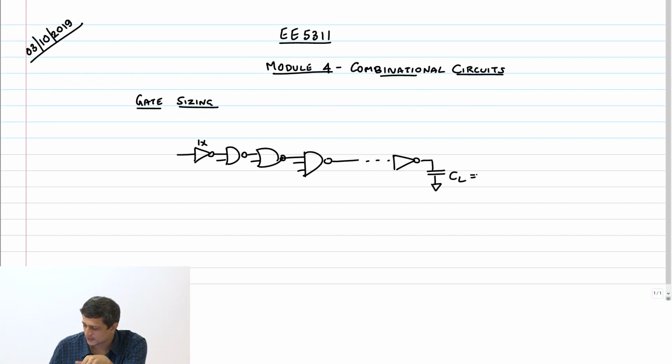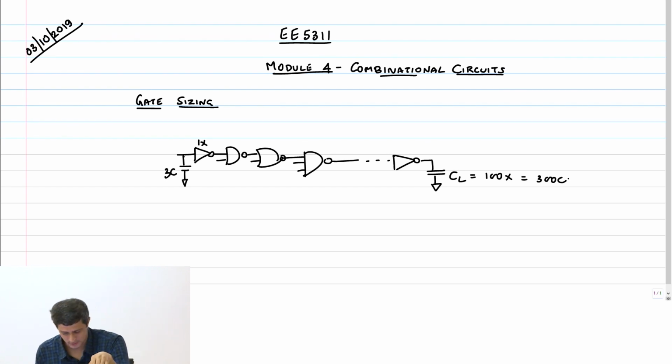And let's say that this load is some 100x of the unit inverter's capacitance. So we will normalize everything like this to the unit inverter's capacitance. Let's say that this had a capacitance of 3C. Then this is nothing but a capacitance of 300C. Okay, normalized capacitance. So now what we want to find is what should be the gate sizes, right?